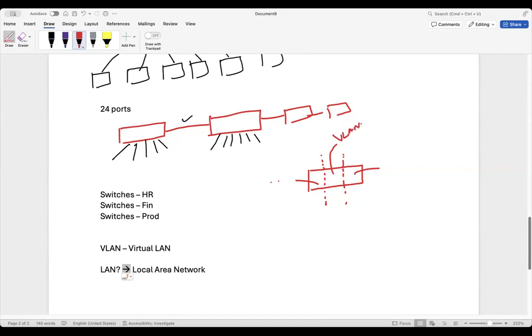I can create a VLAN for HR. I can create a VLAN for finance. I can create a VLAN for production. Do you understand what I'm saying?